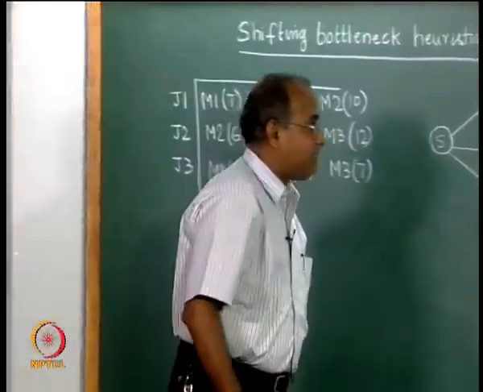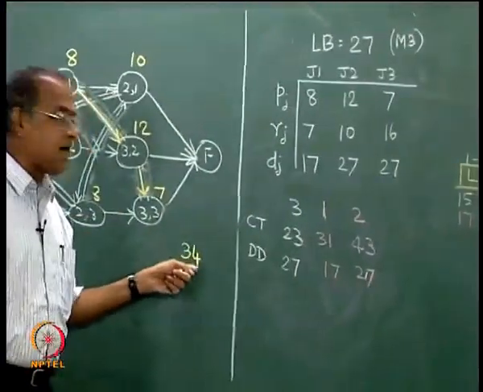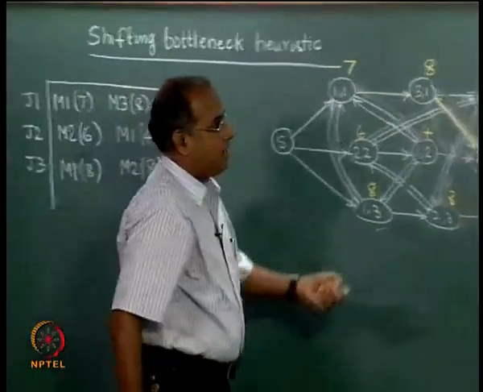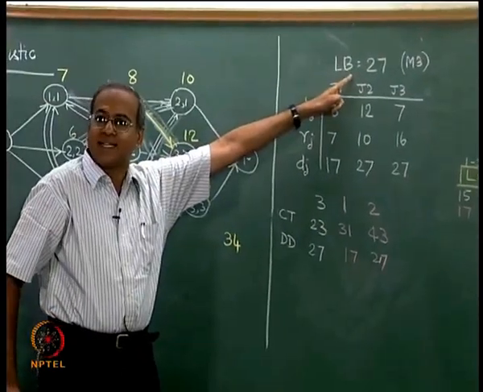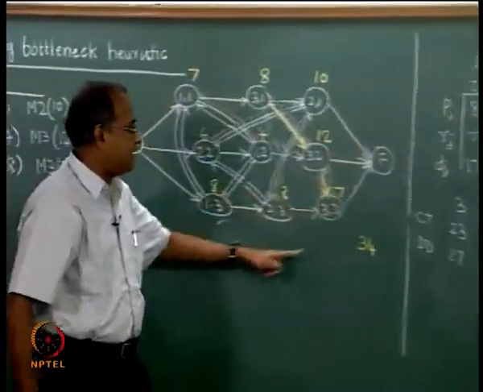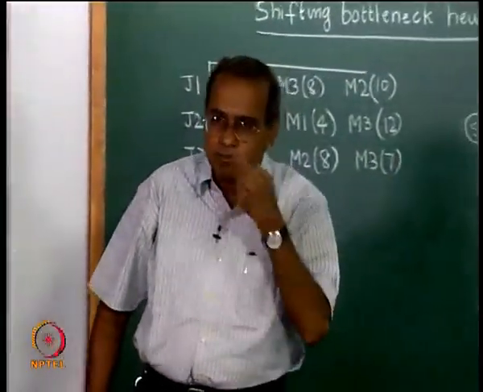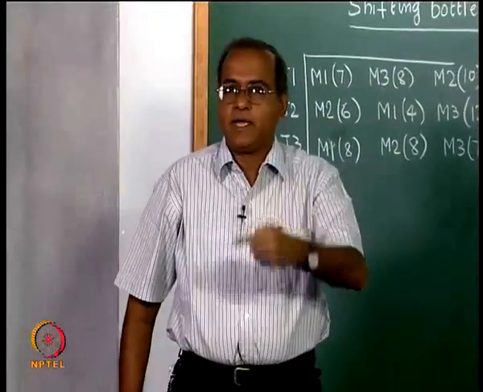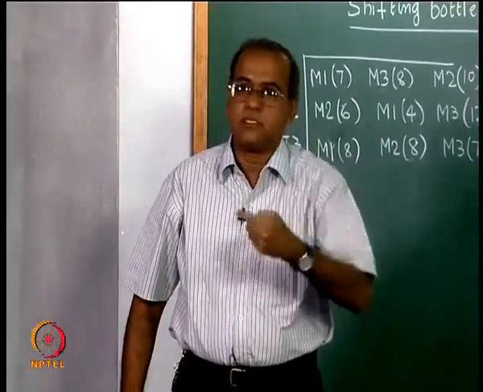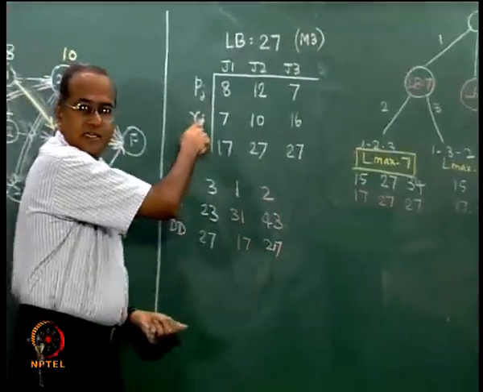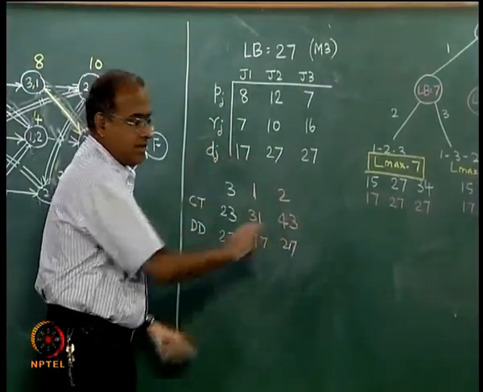and then we try with makespan updated to 34, because the longest path is 34. When we did for M3 we got 27. Now we have updated the makespan to 34. So we solve a 1 Rj L max on M2 with makespan equal to 34, and then we suitably define the Rjs and the Djs for M2 and solve it.